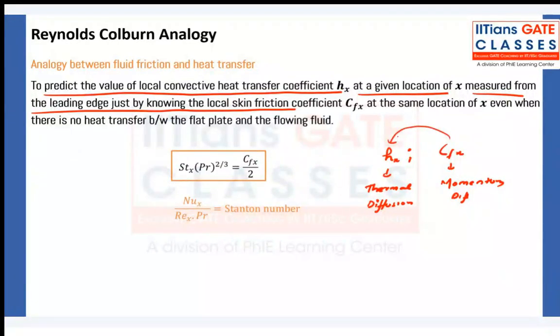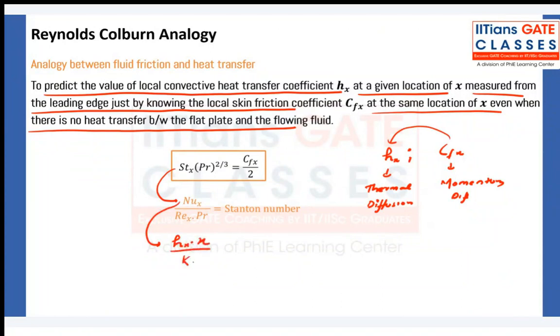At the same location X, even when there is no heat transfer between the flat plate and flowing fluid. So it is given by Stanton number times Prandtl number to the 2 by 3 equals Cfx by 2, where Stanton number is Nusselt number divided by Reynolds number times Prandtl number. And we all know Nusselt number is a function of hx times x by k of fluid. So that means we can relate hx to Cfx. So let us see how we are going to do that.